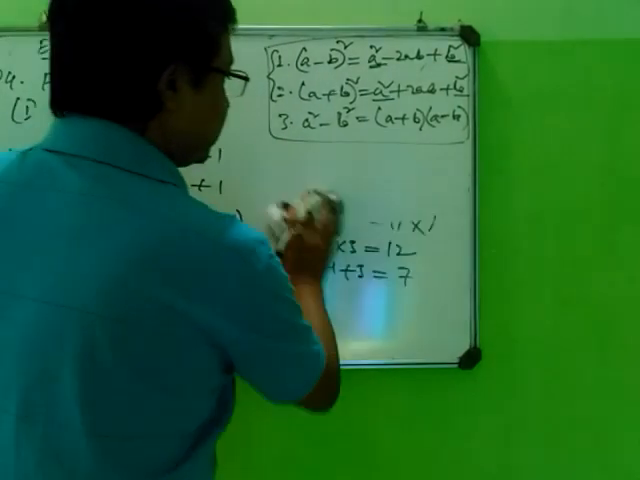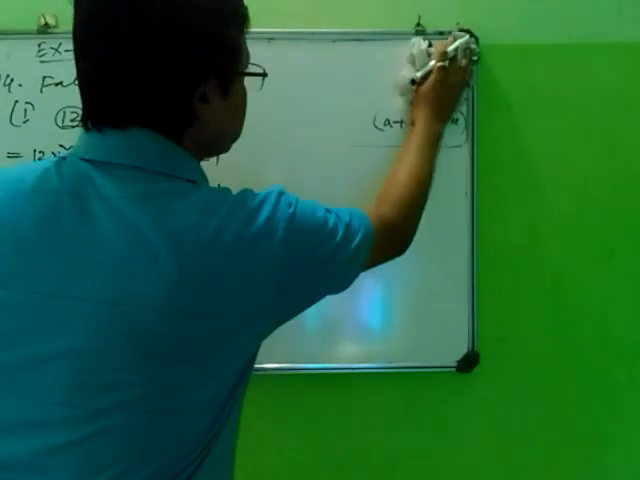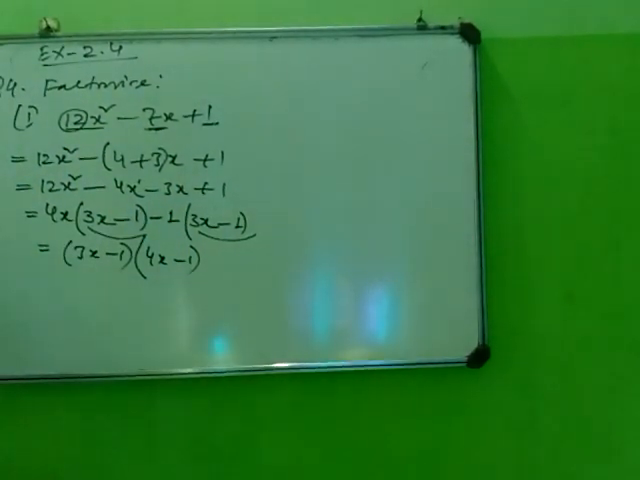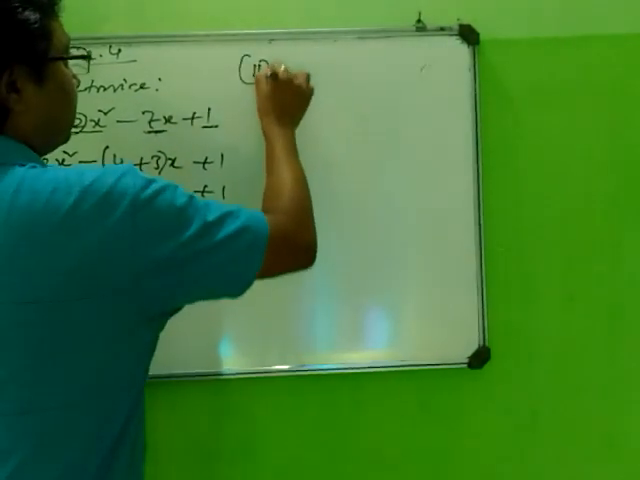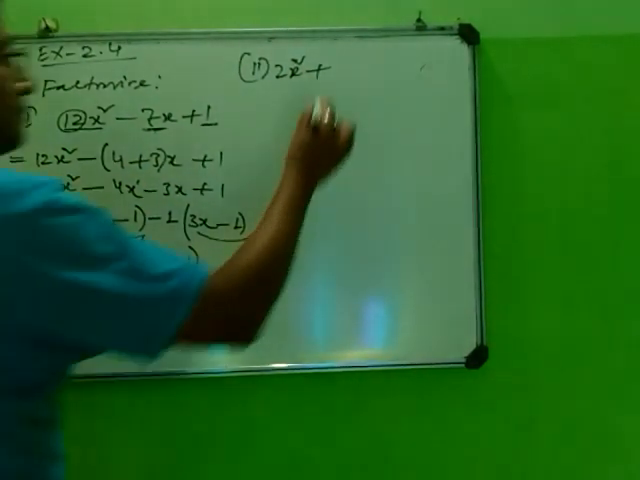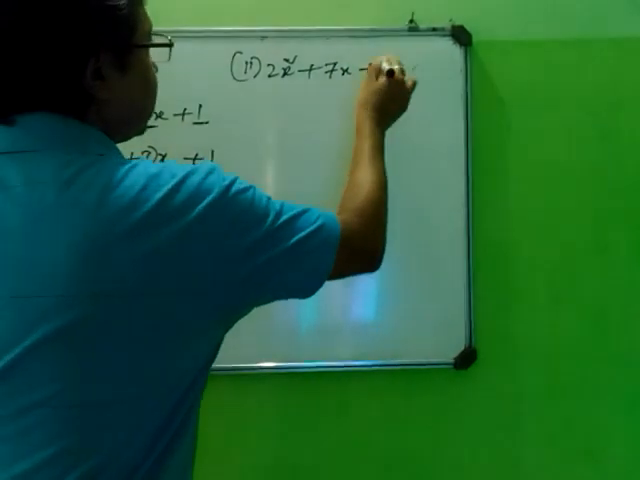Let us do one more. In the next class we will discuss this in detail. Number 2, 2x squared plus 7x plus 3.